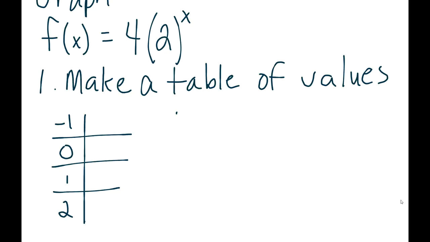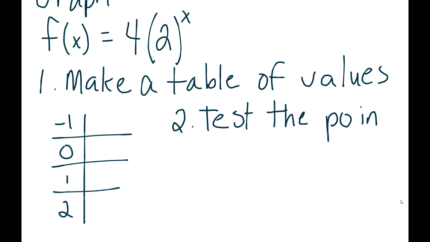So after you make your table of values, you need to test your points. So the points that we chose, -1, 0, 1, 2, we're going to put those in for x. Those are my x's, and whatever I get are my y's. So I'm going to put my -1 up here, 2 to the -1, and then I'm going to take that times 4. Well, when I type that into a calculator, I get 2. So we just put a 2 in. When I put 0 in, 2 to the 0 power is 1.